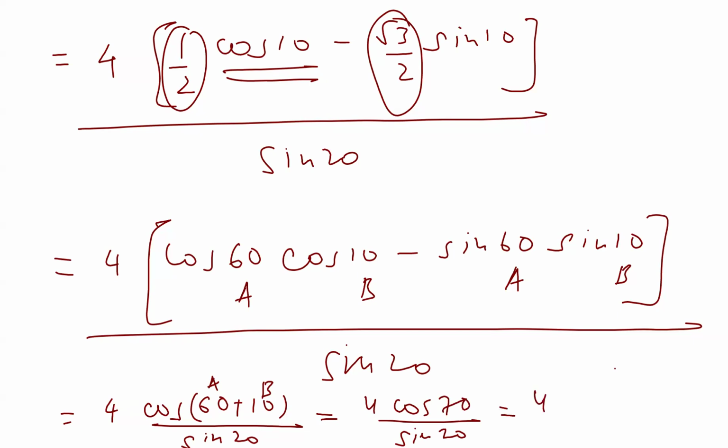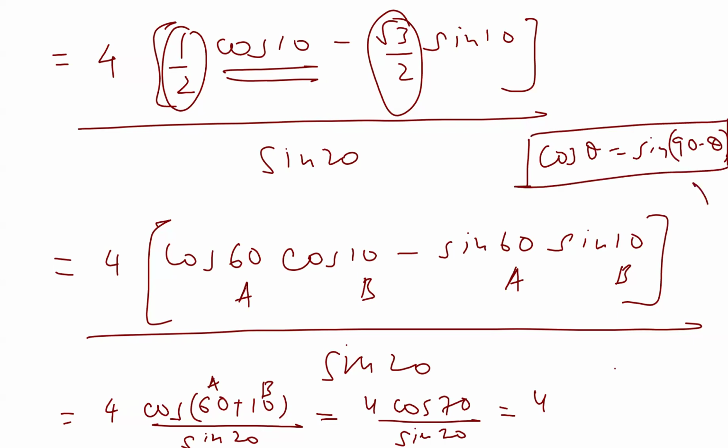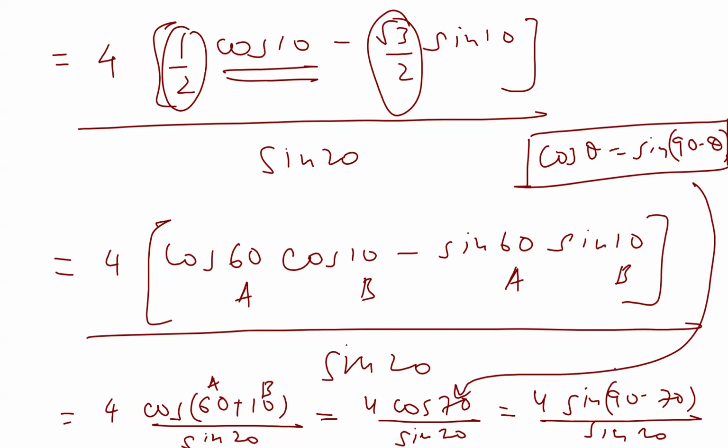So 4 cos 70 upon sin 20. Cos theta is equal to sin 90 minus theta, the complementary angle, so I'll apply this over here. Cos 70 is equal to sin 90 minus 70 upon sin 20. And sin 90 minus 70 is nothing but sin 20. Sin 20, sin 20 is getting cancelled. The answer is 4.